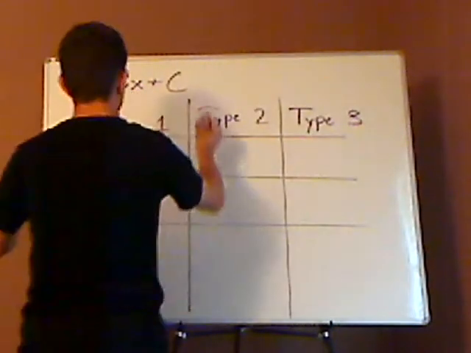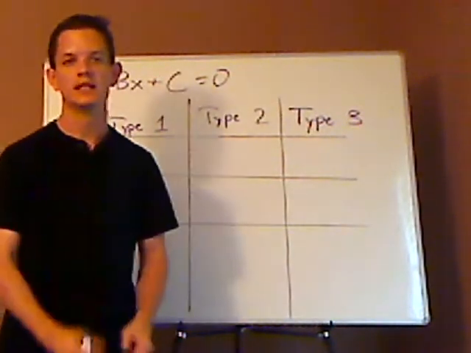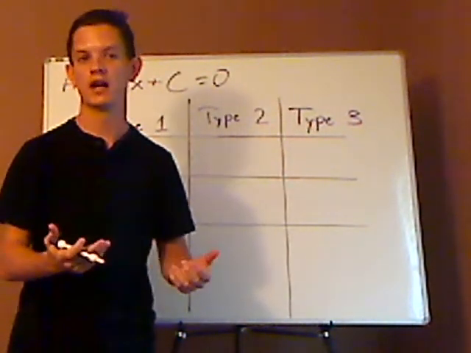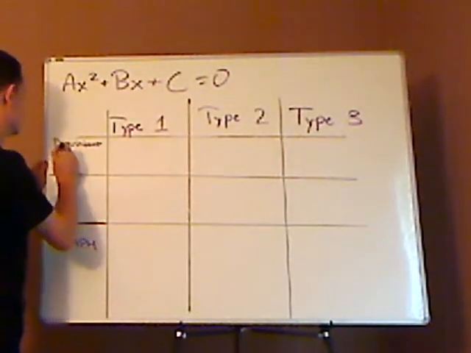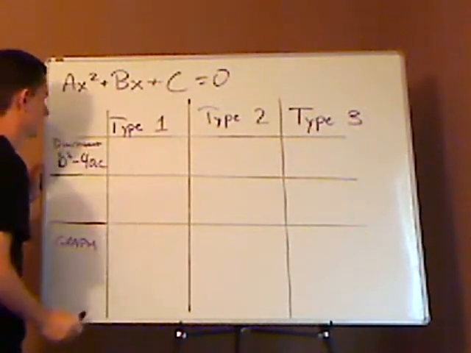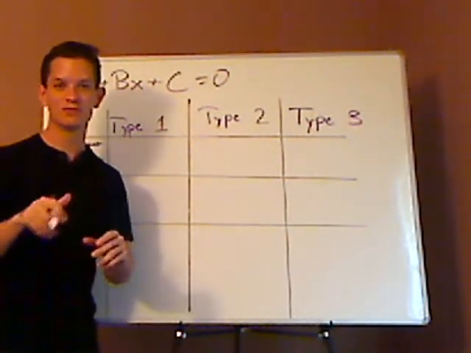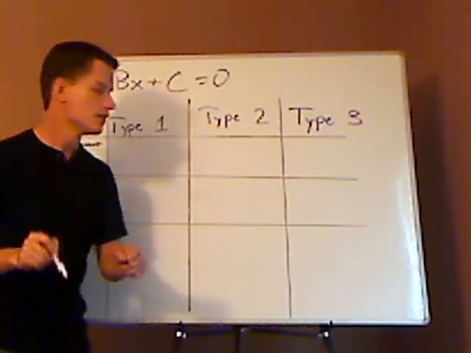So you're going to have what's called a discriminant. The discriminant is part of the quadratic formula. It's what's underneath the radical, which is b squared minus 4ac. So based upon that, that's going to tell you what type of solutions they are.